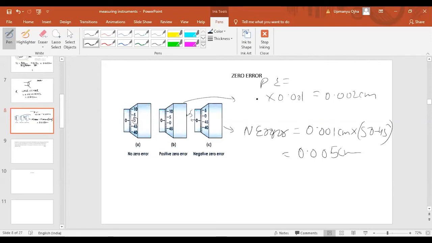Now if we have to find a true reading, in the case of positive error, true reading is the reading which we have taken minus positive error, and in the case of negative error, true reading will be equal to reading plus negative error. Okay, in this way we can find the reading of the screw gauge.